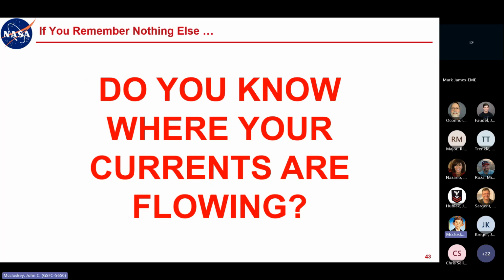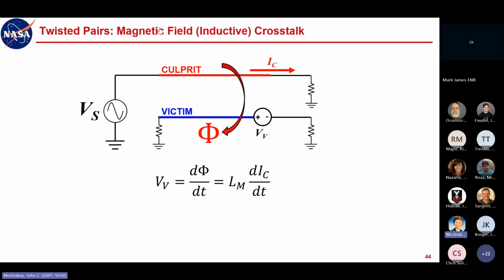And I've shown this before, haven't I? You know where your currents are flowing. This annoying window keeps blocking things. Let's put this down here. All right, anybody have any questions about shielding? Because we're going to shift focus here to magnetic and inductive crosstalk.